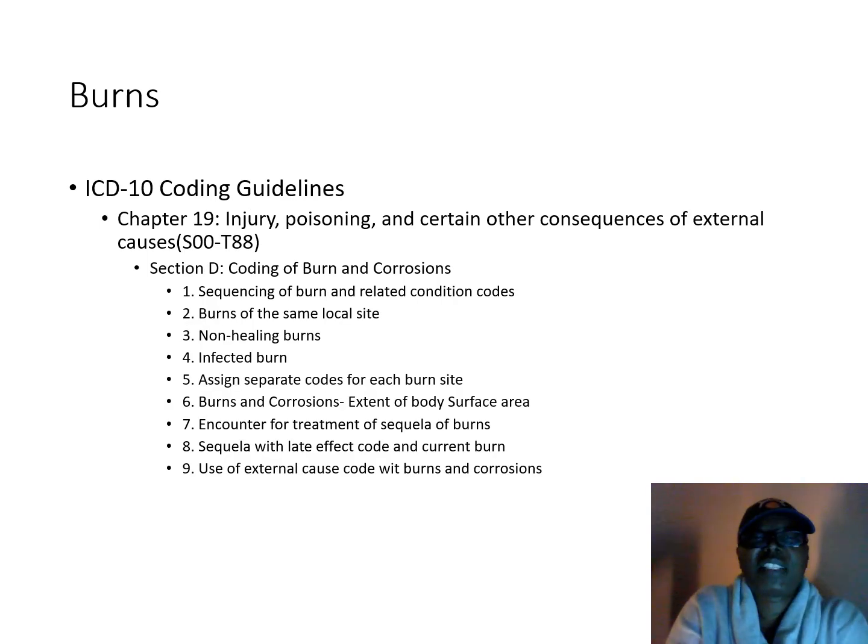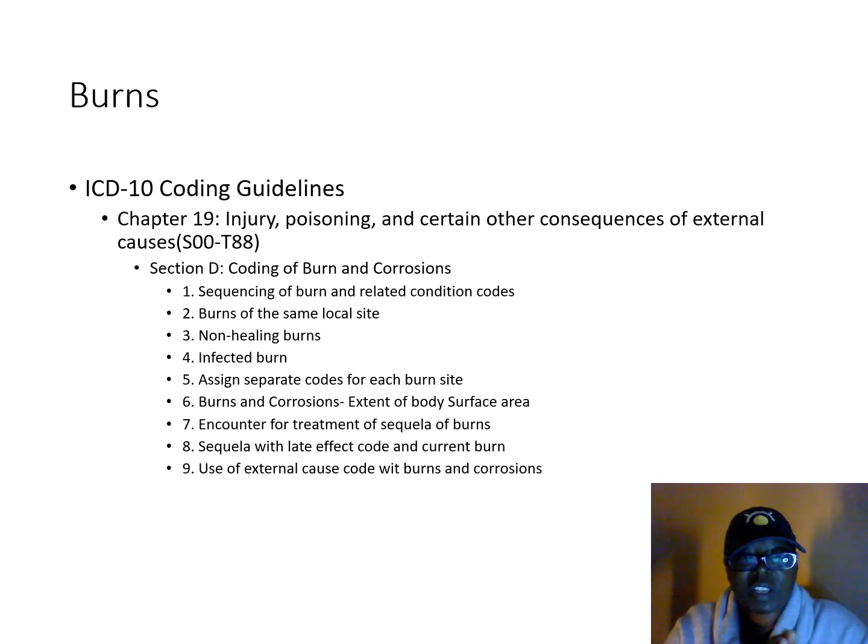So our burn ICD-10 coding guidelines are under chapter 19, which represents injury, poisoning, and certain other consequences of external causes, which is represented in category S00 through T88. And in section D, the coding of burns and corrosions, and then it further breaks down 1 through 9, from sequencing of burn and related condition codes, all the way to the use of external cause codes with burns and corrosions.